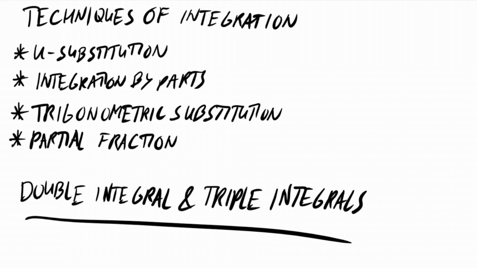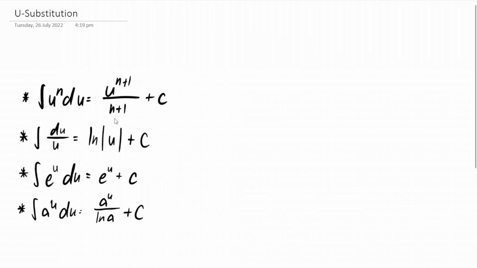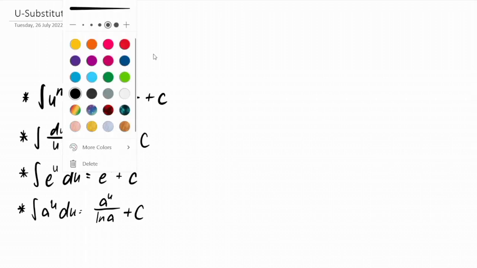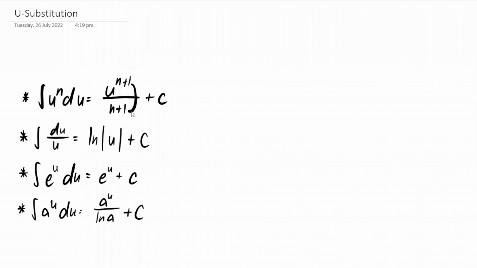So first off, we have u substitution. You can remember this original formula for our u substitution. The integral of u raised to n du is our power formula. It is equal to u raised to n plus 1, the exponent added by 1, and then the exponent added by 1 will come down as our denominator, which is also n plus 1. And don't forget the constant of integration.